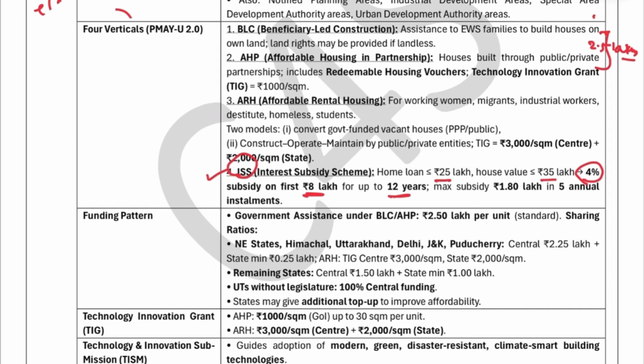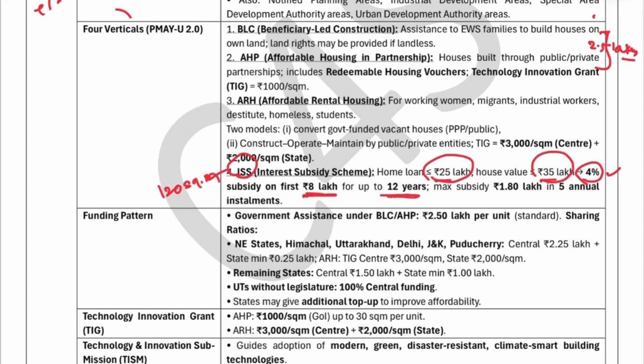Here to get benefit under the scheme, your eligibility criteria is your house value should be less than 35 lakh, your home loan value should be less than 25 lakh, and your income should be less than 9 lakh. Okay, and you will receive the benefit for 120 square meter carpet area.